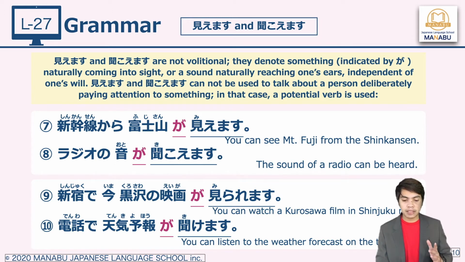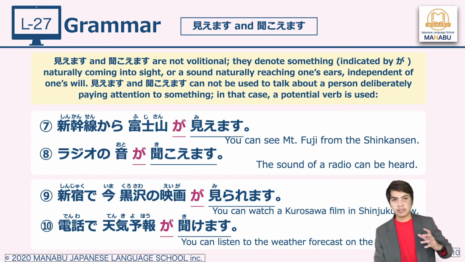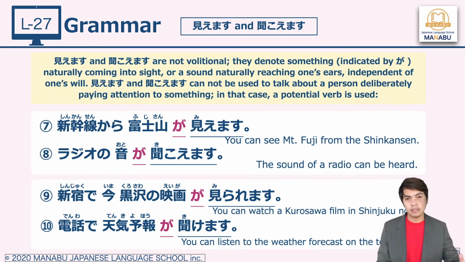So now the person is deliberately paying attention to something. So the person will use the telephone and listen or ask about the weather forecast. So I can do this, I can listen or I can ask using the telephone. So we will use a potential verb instead of using the miemasu and the kikoemasu verbs. So remember the difference between the verb kikoemasu and miemasu and the verb miraremasu and kikemasu.